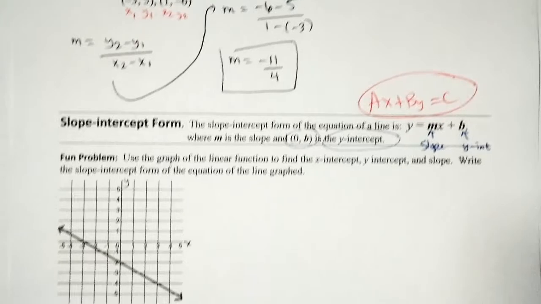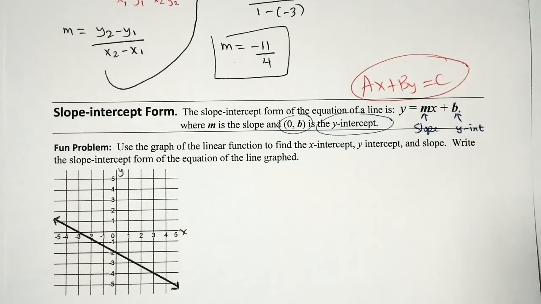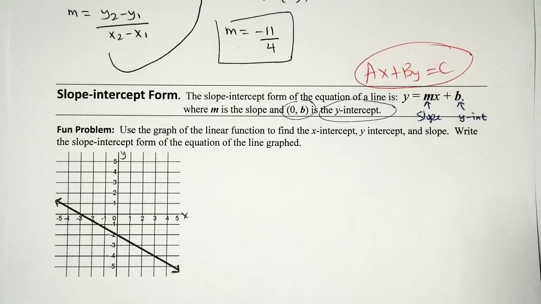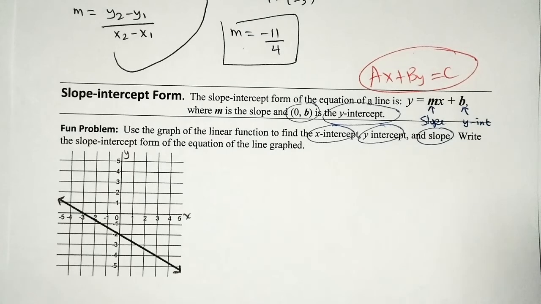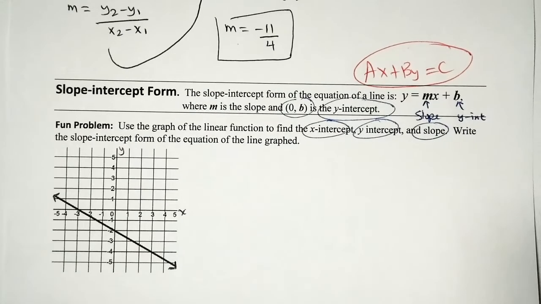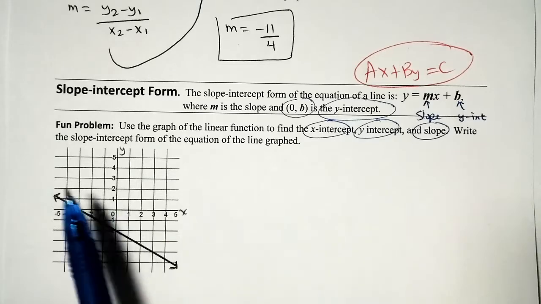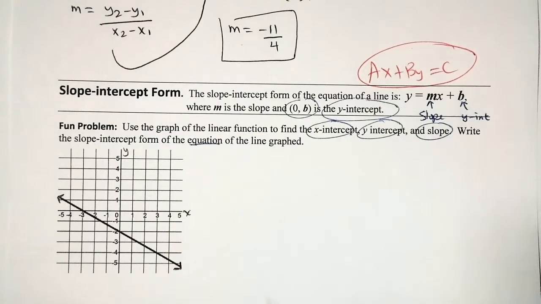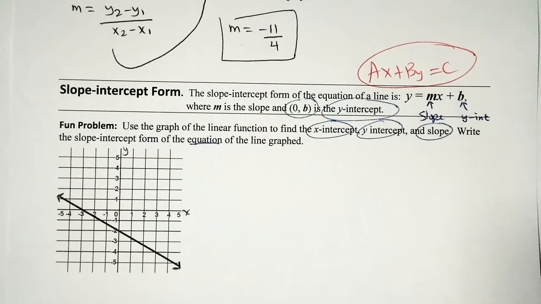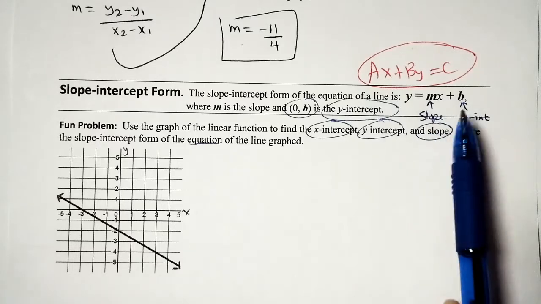Alright, so with that being said, another fun problem, I think this is number 3. It says use the graph of the linear function to find the x-intercept, y-intercept, and slope. So a graph is provided, and we have to use it to identify the x-intercept, y-intercept, and slope. They're asking us to find 3 things, so we need to submit for credit 3 answers, and then write the slope-intercept form of the equation of the line graph. So we want to write the equation, and again, since there's more than one way to write the equation of a line, we have to be told which format to write it in: standard form, slope-intercept form. They want the slope-intercept form.